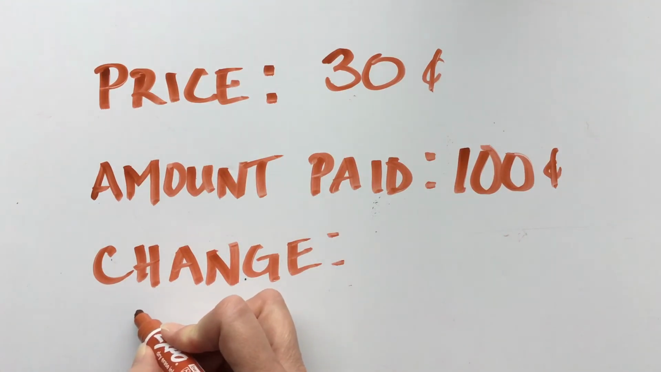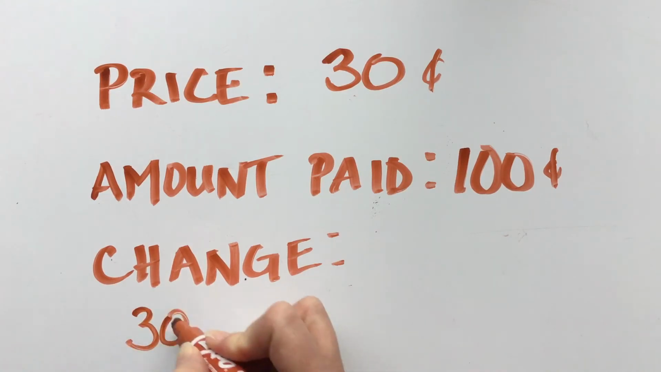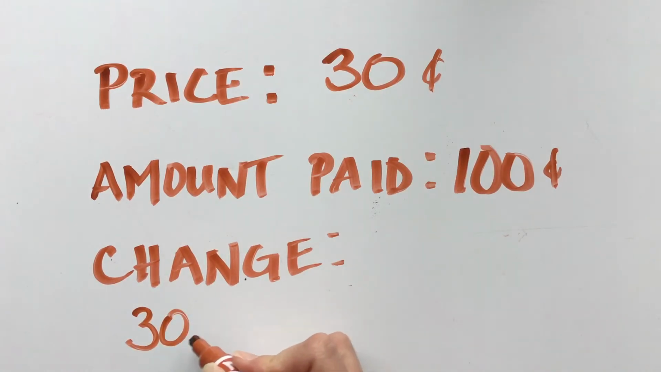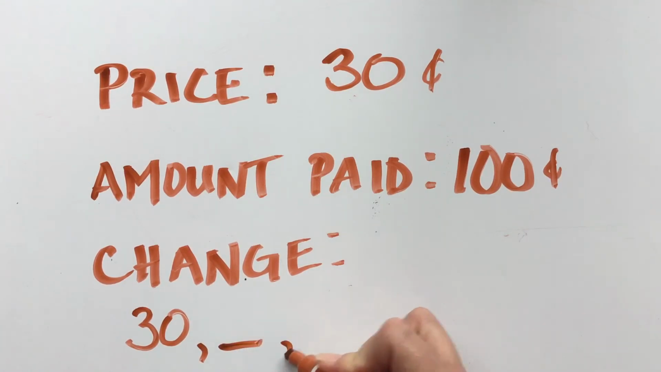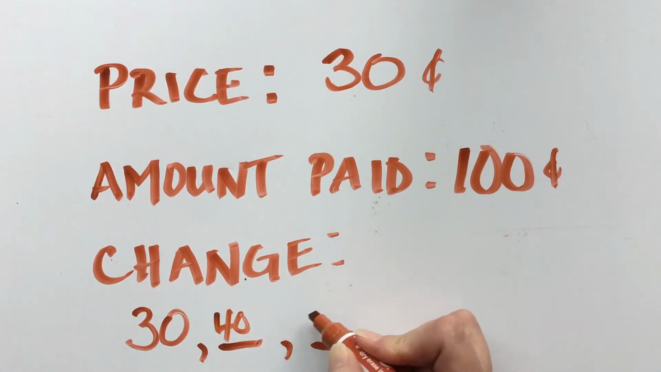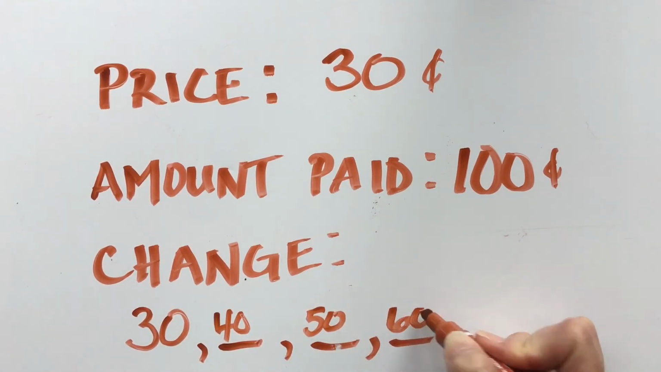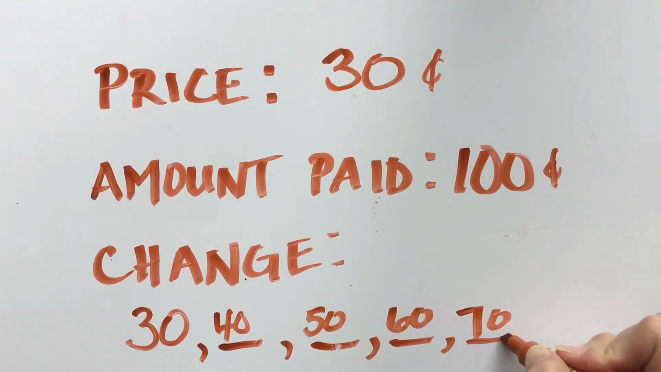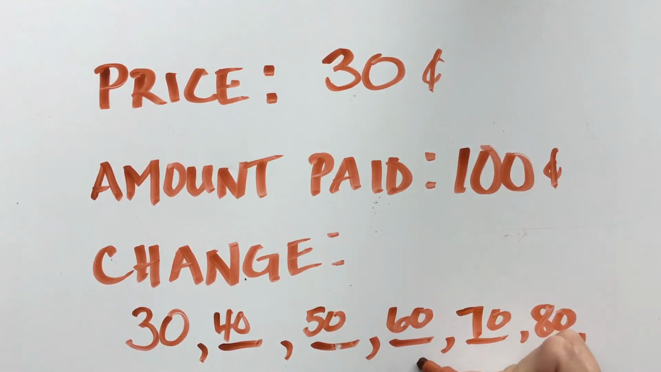Now I'm going to show you the process of counting by tens, but this would take place in your head. 30 would be my starting point. I don't say it as I'm skip counting, but it's my starting point. So I have to count on how many times to get to 100? 30, 40, 50, 60, 70, 80, 90, 100. How many times did I count by 10? 1, 2, 3, 4, 5, 6, 7. I counted by 10 7 times.